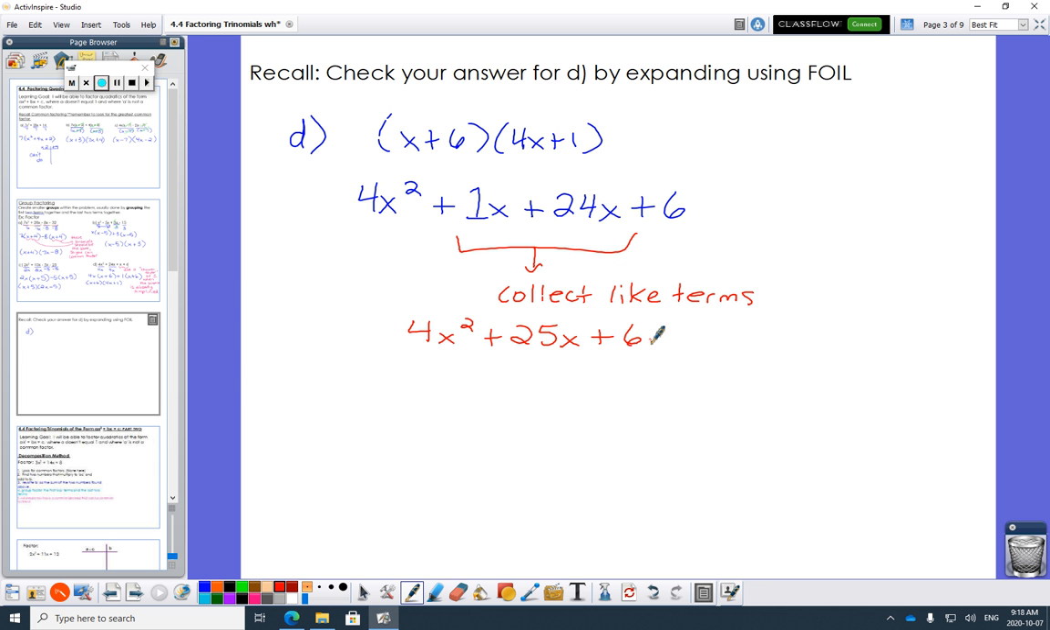So now this is what we're going to deal with today. We cannot divide by 4 here to get rid of the number out front. So how can you factor expressions like this?